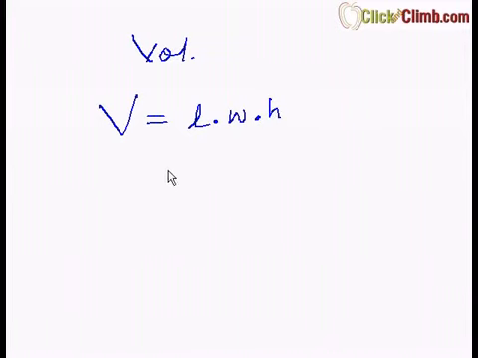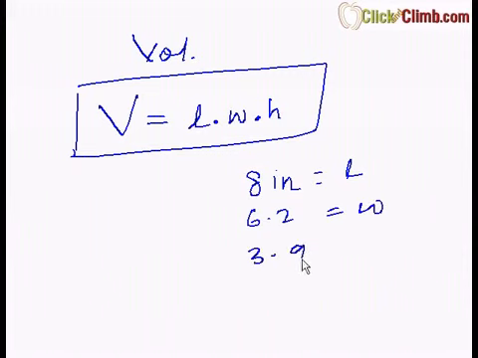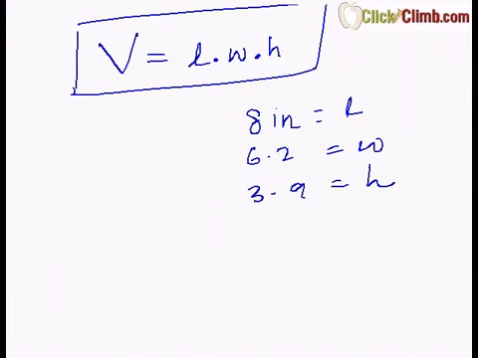Okay, so we know what the length is, we know what the width is, we know what the height is. So when we multiply all these three things, we'll get the volume of the rectangular prism, and this is the very simple formula. So let's take an example. Suppose we have the dimensions: 8 inches is the length, of course. Now width is 6.2 inches, all right, and height is 3.9 inches. All right, so this is the height.